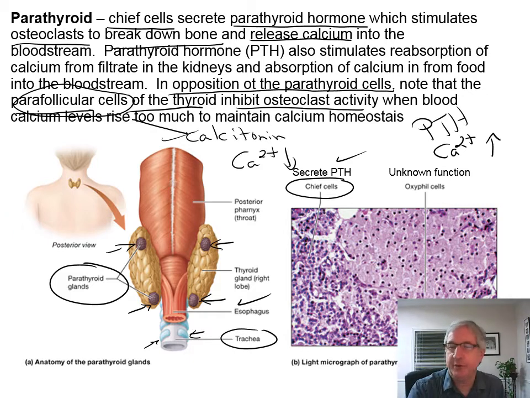And then we also have a second type of cell in the parathyroid. These are called oxyphil cells, and we actually don't know what those do. They're in there, but we really don't know what the function is of them.